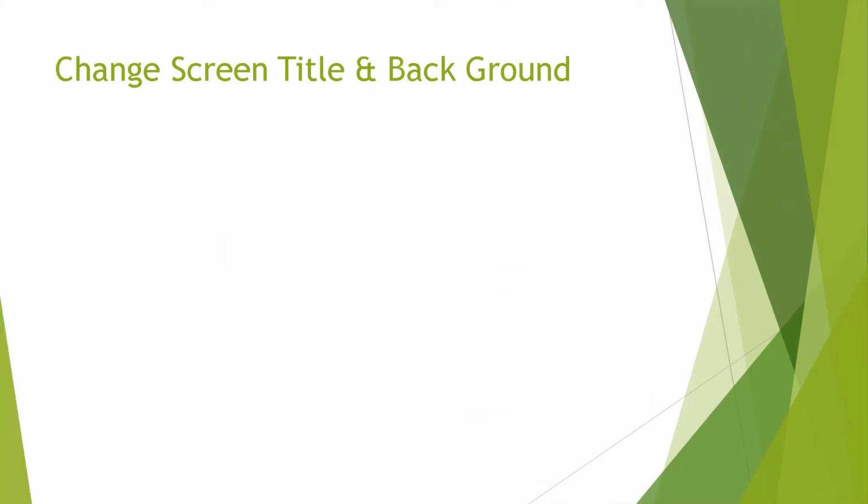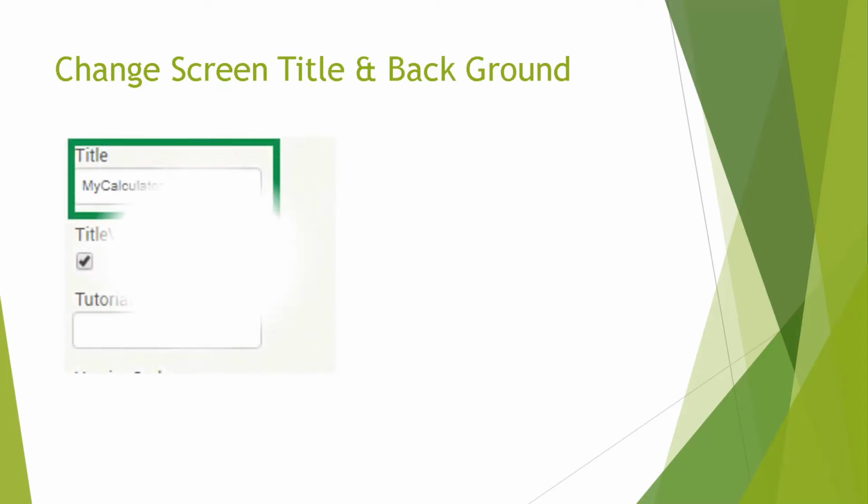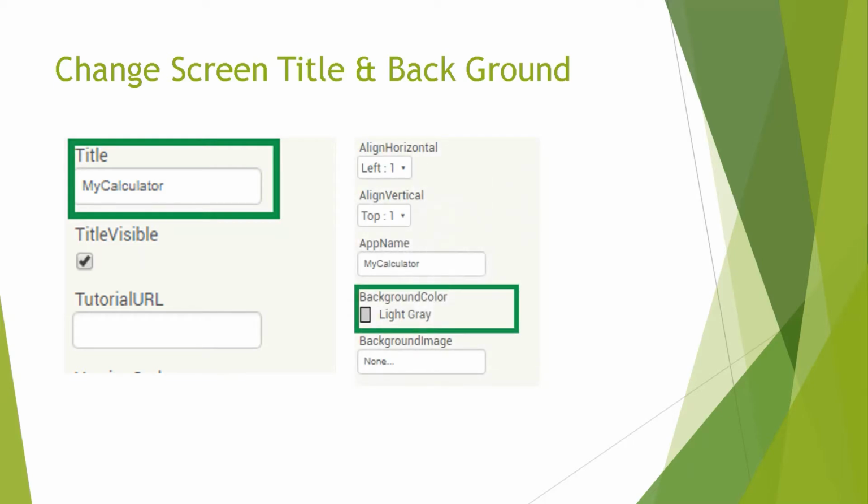Now, let's change our screen title. At the right side, you can find Screen Properties. Go to Title Property, and change its value to MyCalculator. Also, let's change Background Color property to light gray.